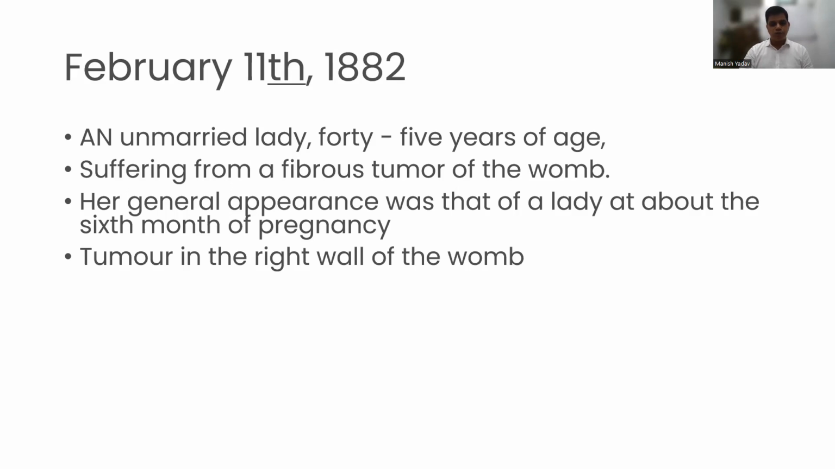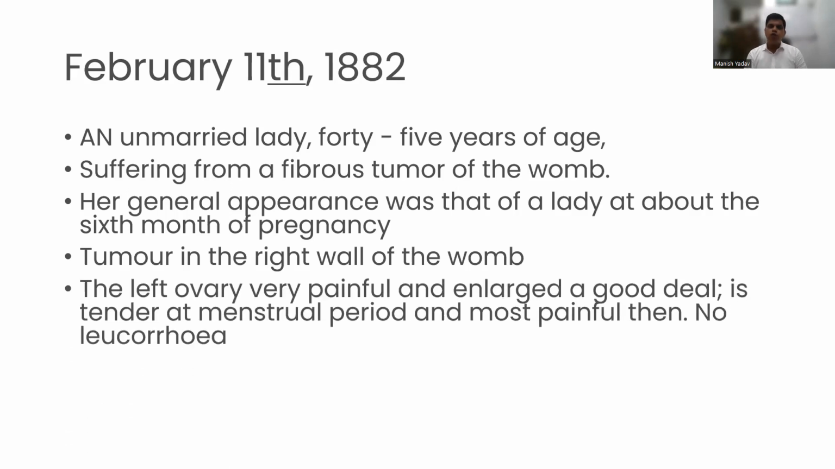Tumor in the right wall of the womb. Left ovary very painful and enlarged a good deal. Is tender at menstrual period and most painful then. And no leukorrhea. So from this we understand that this is a case of uterine fibroid tumor. Along with that, there is inflammation on the left side, meaning the ovary is affected. Oophoritis is there. There is some inflammation of the ovary, which gets aggravated every time the menses comes. And she had no leukorrhea in her entire lifetime.